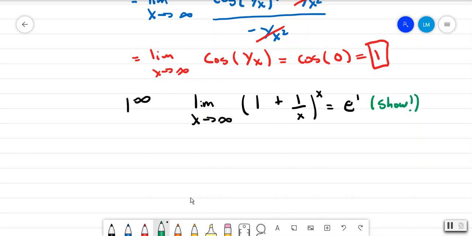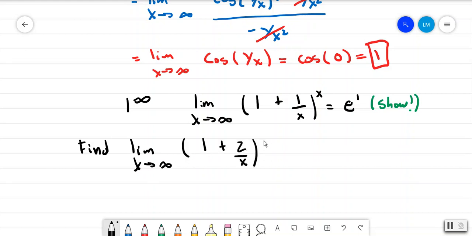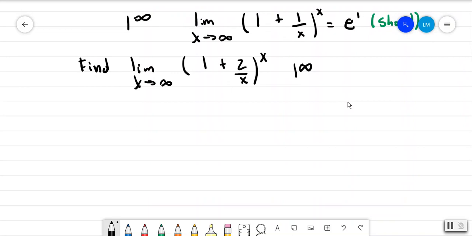So, for instance, let's say that we try a different one. We want to find the limit as x approaches infinity for (1 plus 2 over x) raised to the x. So let's say that we go ahead and try to find this. Notice that this is still just 1 to the infinity, meaning that we can find it using L'Hopital's rule. But the thing though is that we have to do more. So this is where it gets a little interesting.